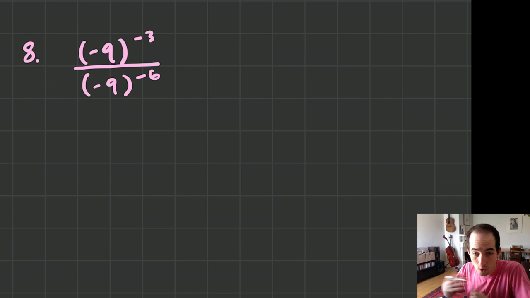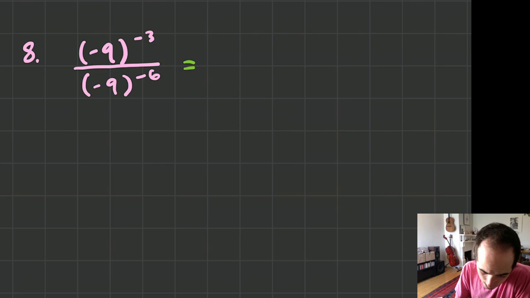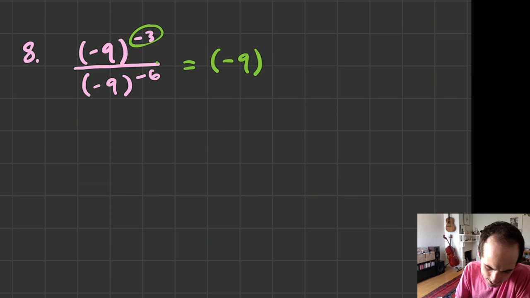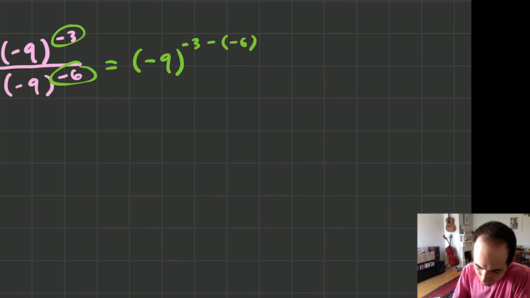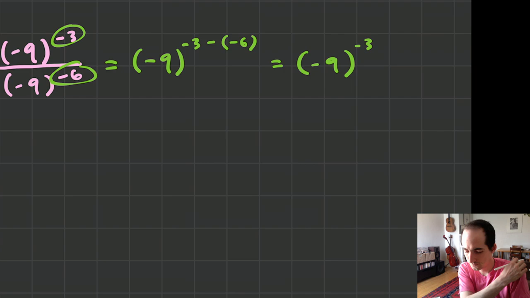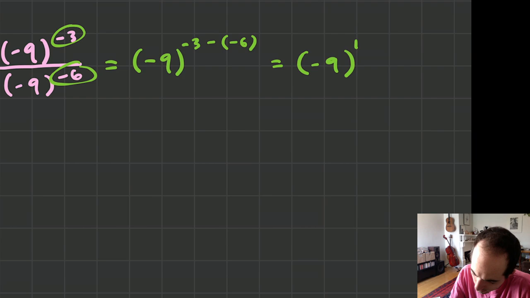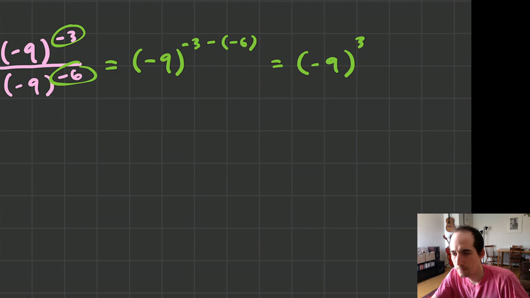Okay, anyway, I'm blabbering. So let's do -9 to the power of, well, this thing minus this thing. So -9 to the power of -3 minus -6. That would be the same thing as -3 + 6, which would be -9 to the power of, sorry, positive 3. I'll just write 3. We all know that 3 means positive 3.